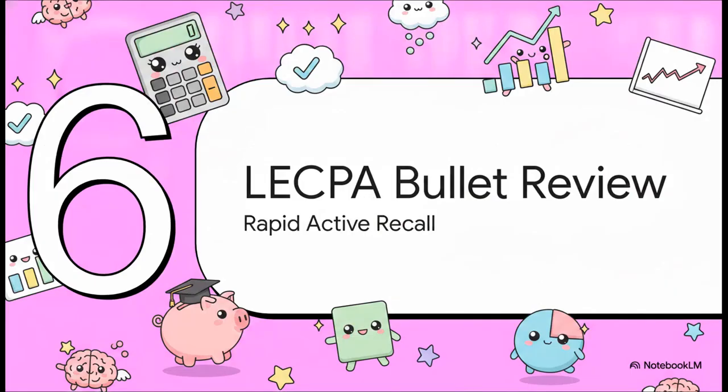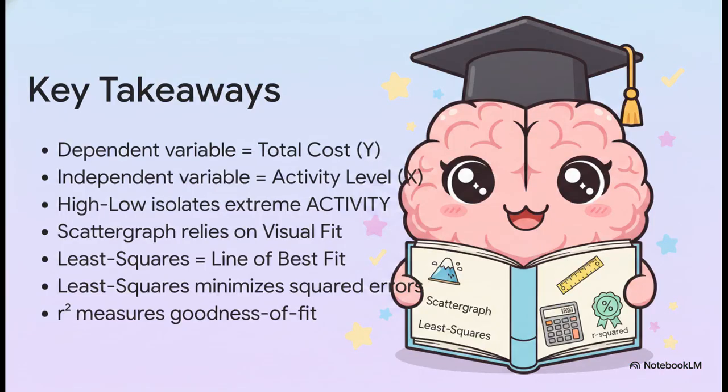All right, section 6, the LECPA bullet review. Time for some rapid active recall. Now it's time to consolidate everything into your 3-year memory bank. Just take a mental screenshot of this. Y is your dependent total cost. X is your independent activity driver.